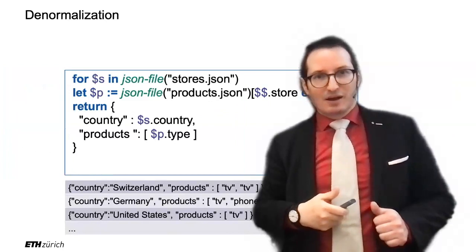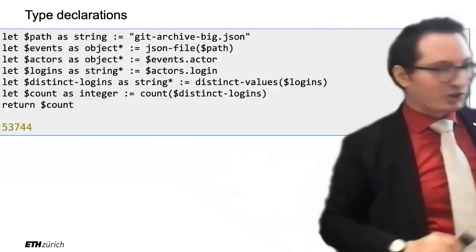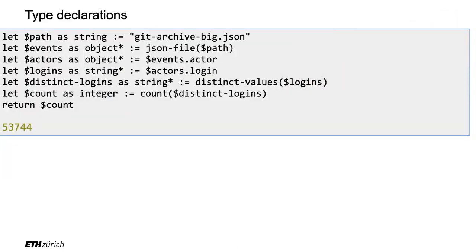Okay. All right, so that's denormalization. Now, we spent one entire week talking about types. Integers, strings, dates, binaries, and so on and so on. So we looked at all of these types. I have good news for you. Everything you've learned, the whole list, you can directly reuse in JSONic.